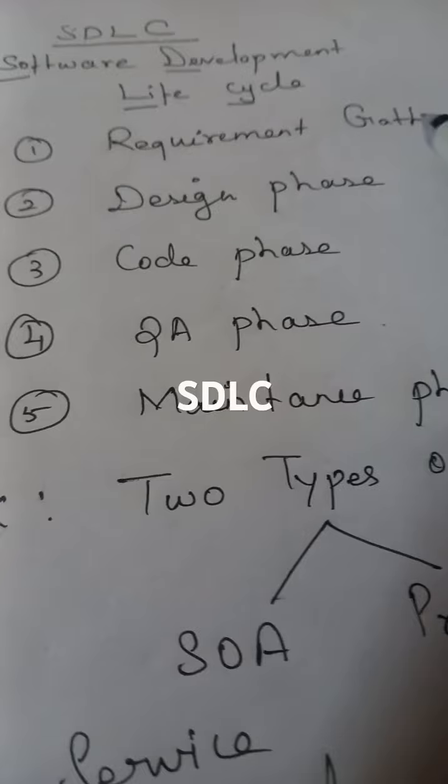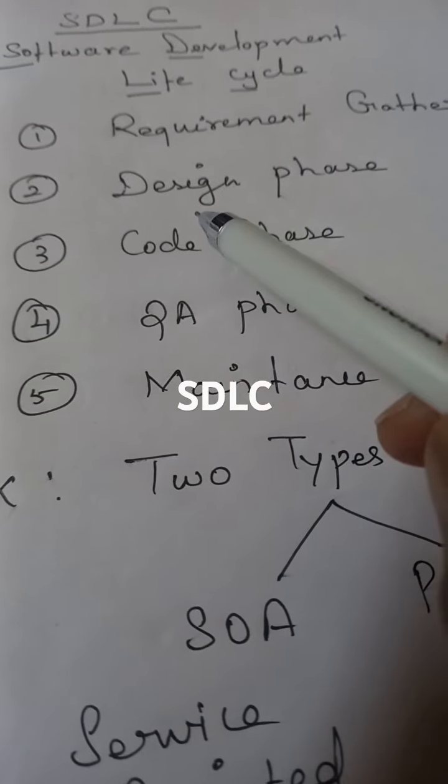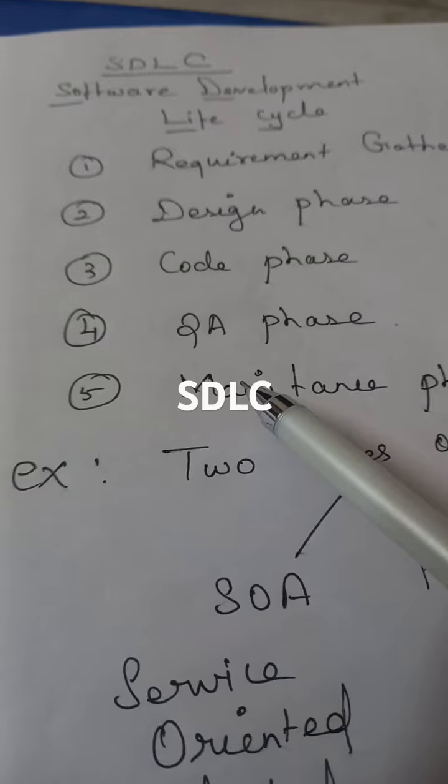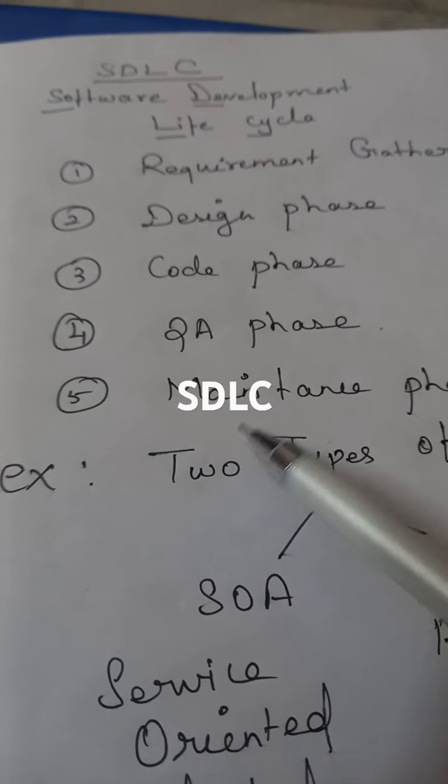First one is the requirement gathering phase, second one is the design phase, third one is the code phase, fourth one is the quality assurance phase, fifth one is the maintenance phase.